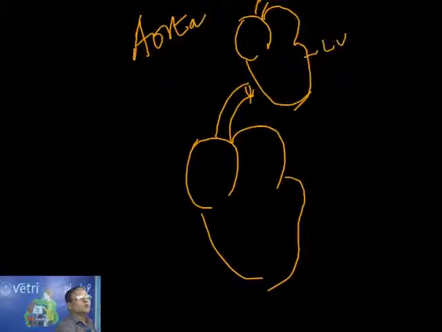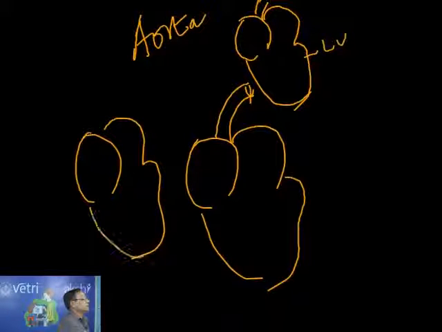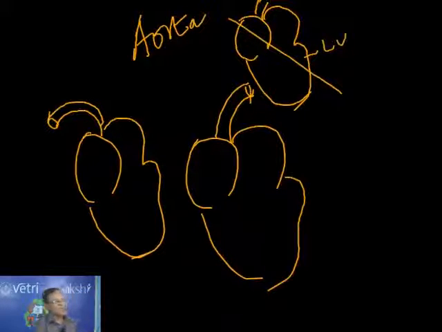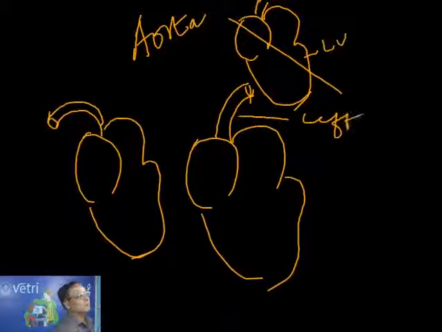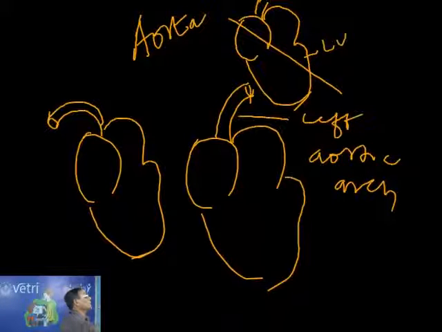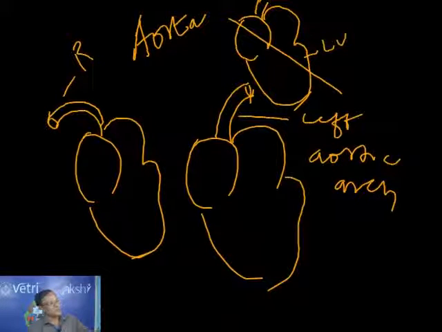It may be towards the left side. This is the left arch. In some cases, for example, it may be towards the right, like this. This is the main difference between a bird and a mammal. This is an aorta. It leaves from the heart in an arch, forming a curve. So this is what we call the left aortic arch, and this one what we call the right aortic arch. So in the case of birds, we have right aortic arch, and in the case of mammals, we have left aortic arch. That's the main difference.